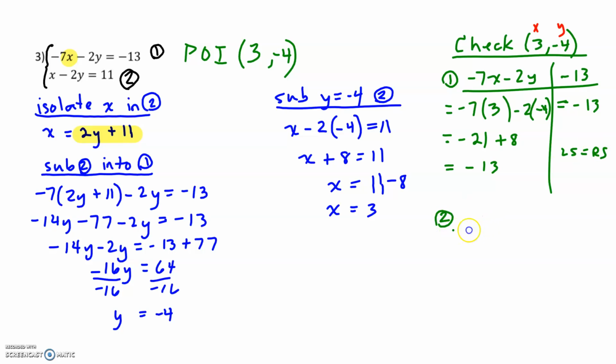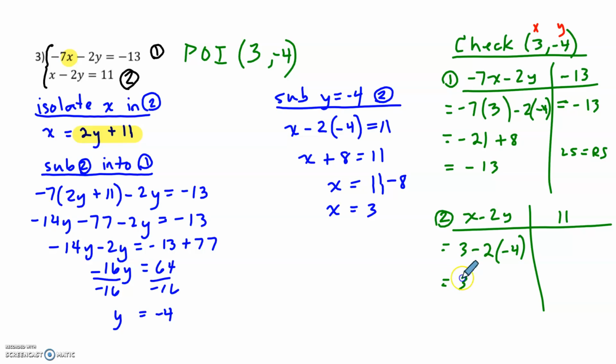Let's check equation 2. So my left side is x minus 2y. My right side is 11. I'm going to sub in for x, so that is 3 minus 2 times my y is a -4. So that is 3. And then I have to do the multiplying first. -2 times -4 is a +8, which is 11. My right side is also 11, so left side equals right side. That's what I want to see, and we finish it off with our conclusion.